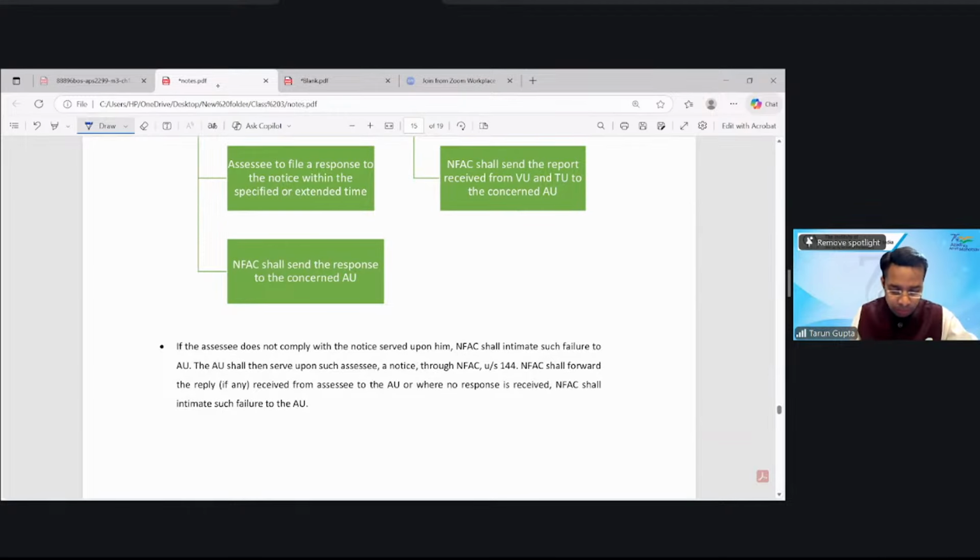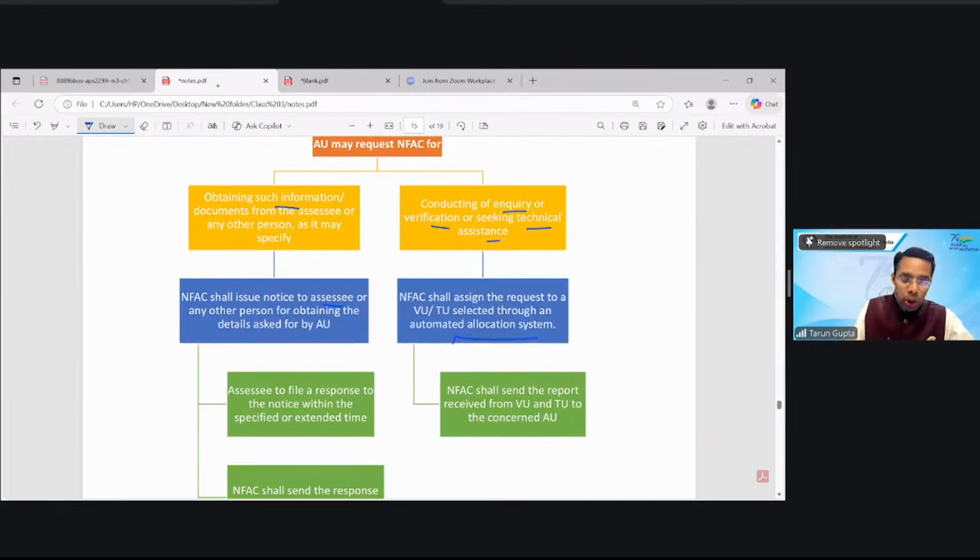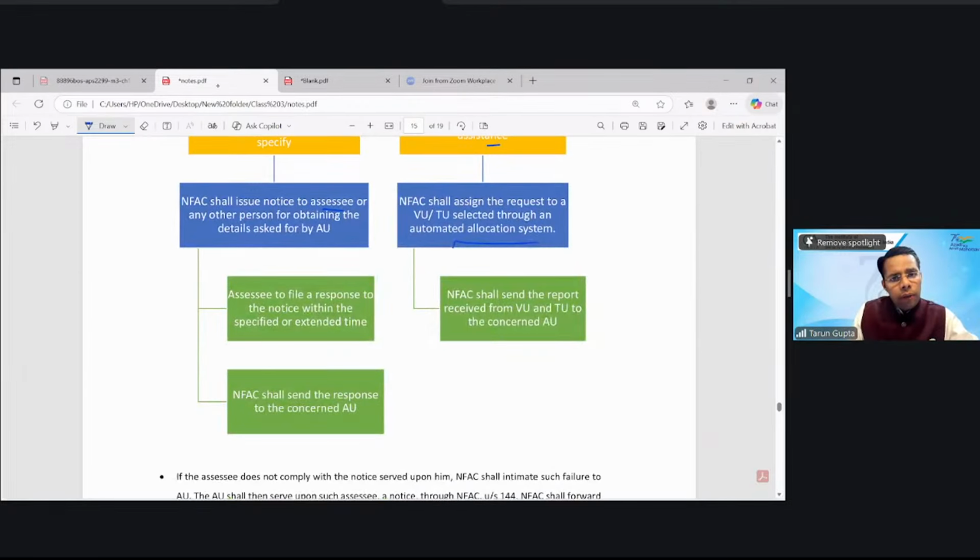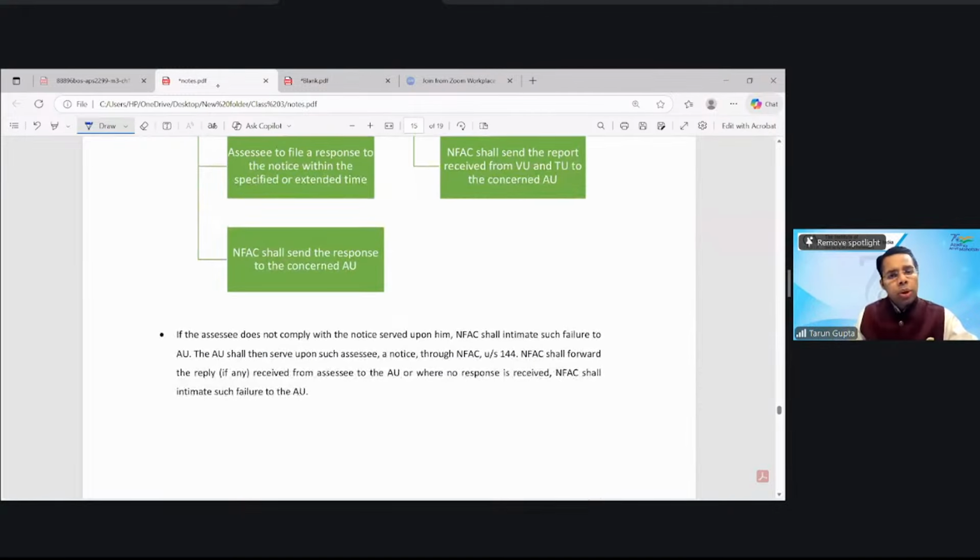If the assessee does not, but the AO has asked for the information from the assessee. If the assessee furnishes the response information, then NFAC shall forward the information to the AU. But there may be a situation that the assessee has not furnished the response. In such case, the NFAC shall intimate the AU that the assessee has not furnished the response. Then the AU may request NFAC to issue notice under section 144 to do the best judgment assessment.